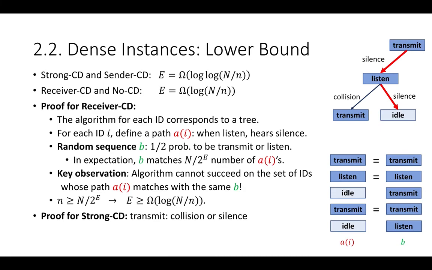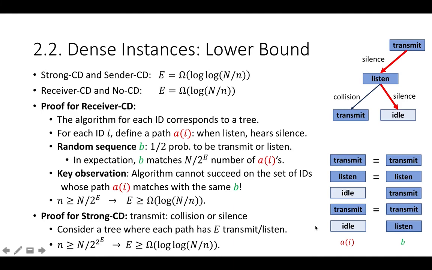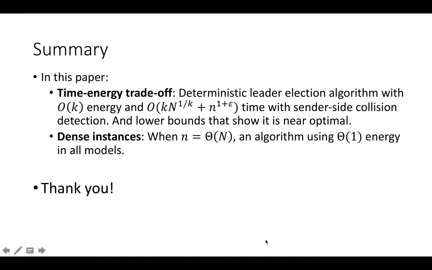And I will briefly sketch our proof for the strong CD model. So in the strong CD model, when the device transmits a message, it will receive two feedbacks, silence or collision. So instead of considering a path A_i, now we will consider a tree where each path will have E number of transmits and listens. And now for a tree, this 2 to the E factor will become 2 to the 2 to the E. And then we will prove that the energy complexity is at least log N over n. Okay, so basically that's it.